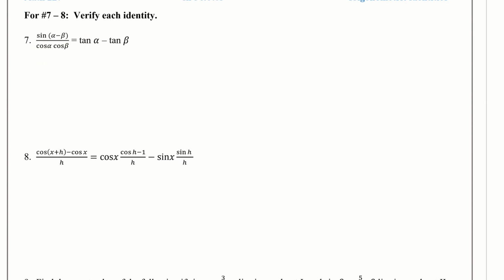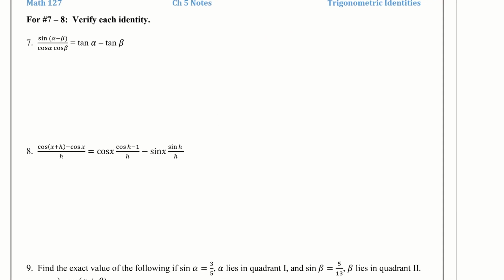Number 7 and 8, also some more problems for you to do some verification with, just some more practice. So try both of those and then restart the video when you're ready.